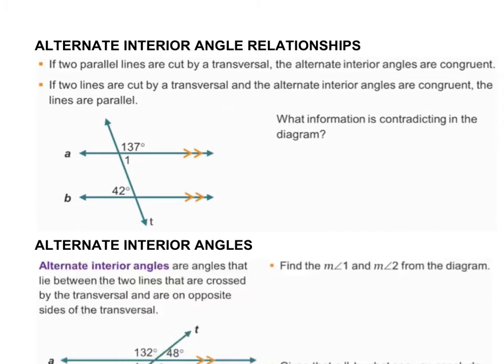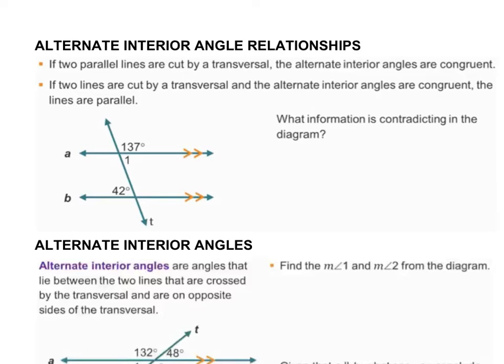So on this part, the alternate interior angle relationship. If two parallel lines are cut by a transversal, then the alternate interior angles are congruent. If two lines are cut by a transversal and the alternate interior angles are congruent, then the lines are parallel. All I'm saying is just going one way and going the other. If two lines are parallel, cut by a transversal, alternate interior angles are congruent. By knowing alternate interior angles are congruent, then these lines are parallel.